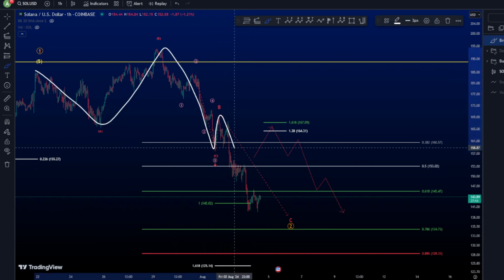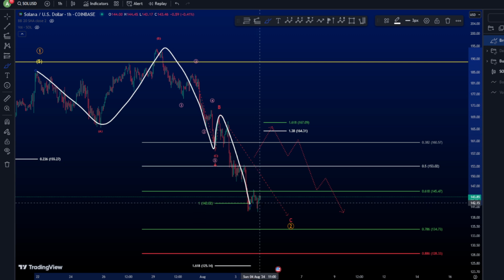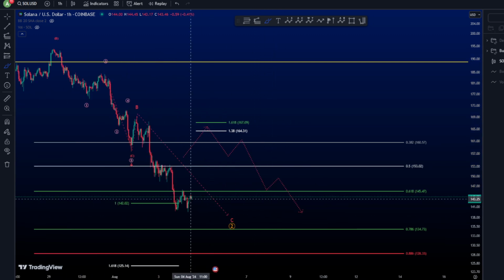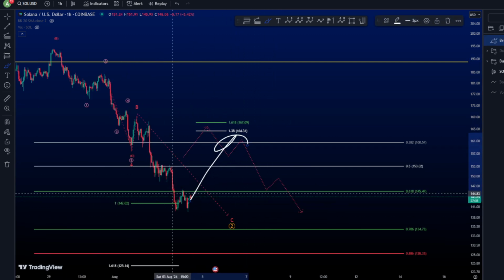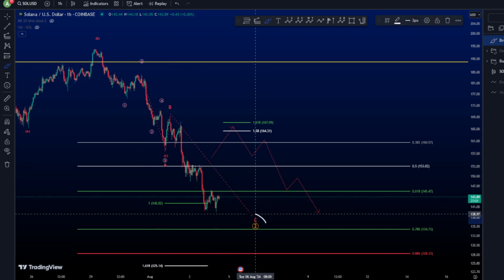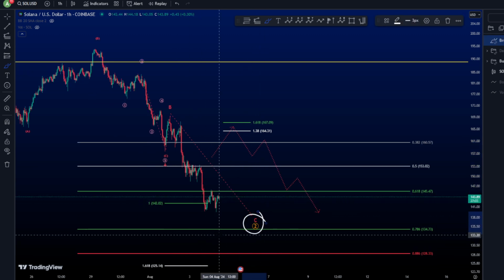And after having this massive correction, what we are expecting is of course a trend towards the upside, right? An explosive trend towards the upside after finishing the wave 2.